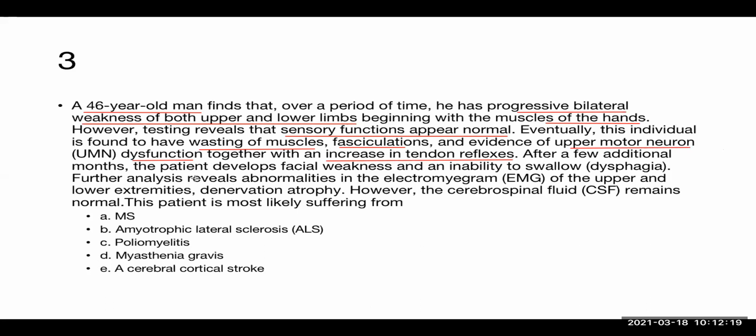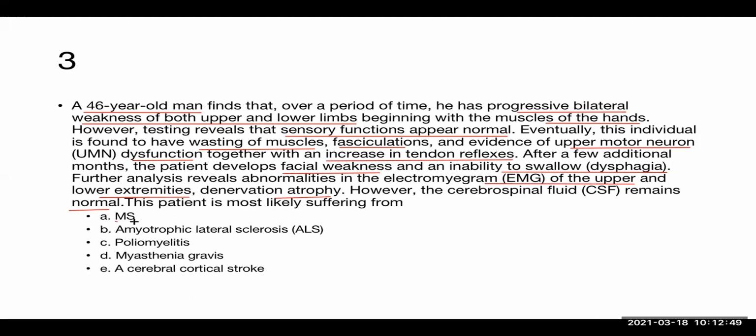After a few additional months, the patient develops facial weakness and inability to swallow, which is dysphagia. Further analysis reveals abnormality in the electromyogram of the upper and lower extremity. Again, a feature of lower motor neuron. Denervation atrophy, a feature of lower motor neuron. However, the CSF remains normal. So this patient is most likely suffering from which of the following disorders?